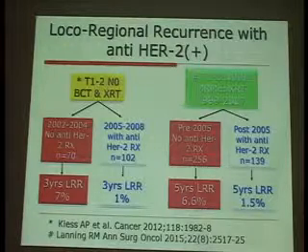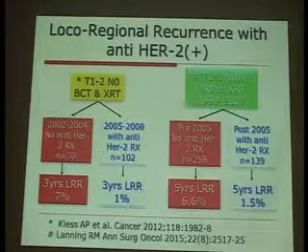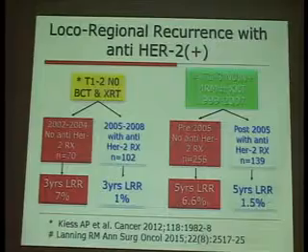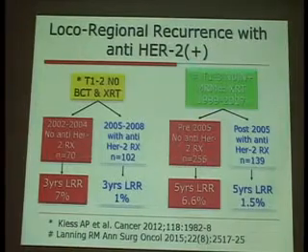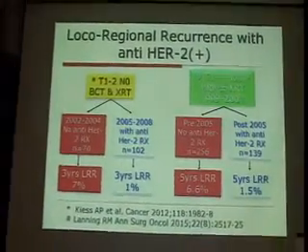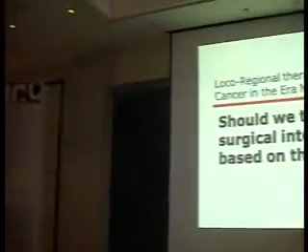So it is not the width of the margin that decreases the local recurrence, it's more the appropriate chemotherapy that we use and the targeted therapy that we use. So the answer to this question, should we tailor the surgical intervention based on the subtype? Clearly no. Surgery does not trump biology. The anti-HER2 treatment and the appropriate chemotherapy will trump the bad biology.